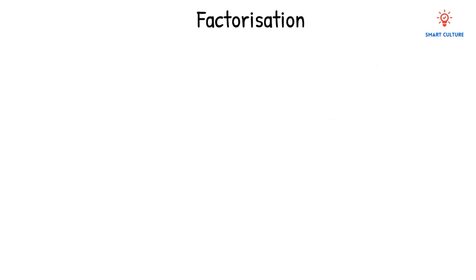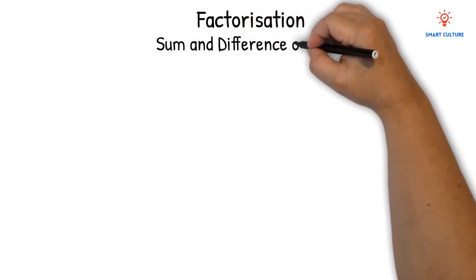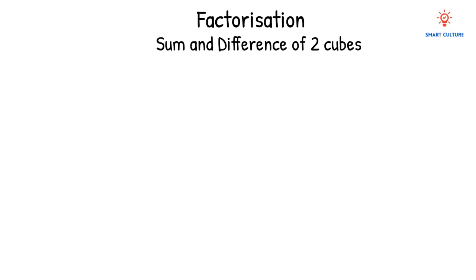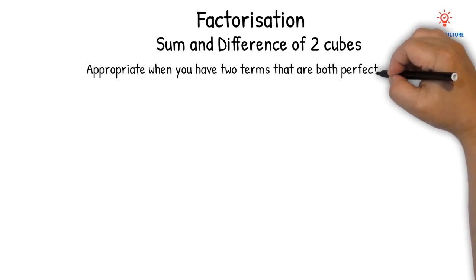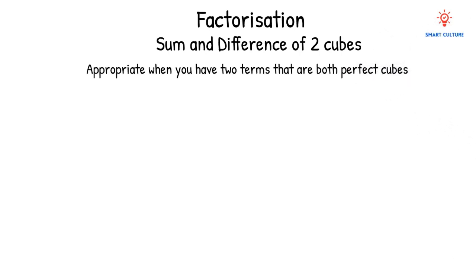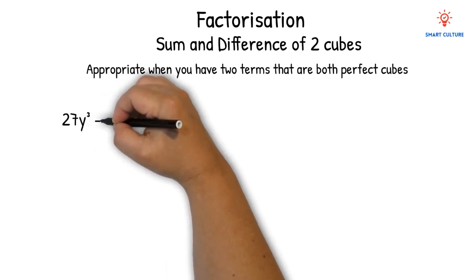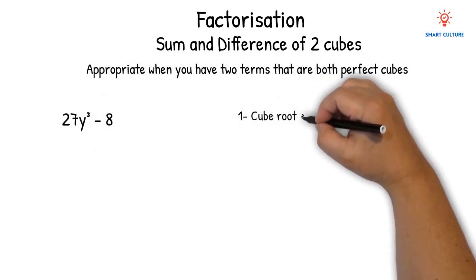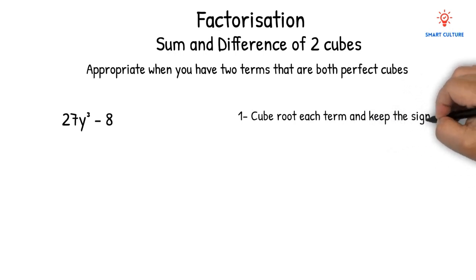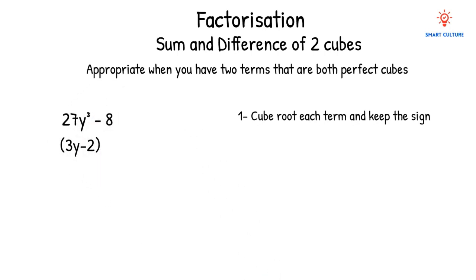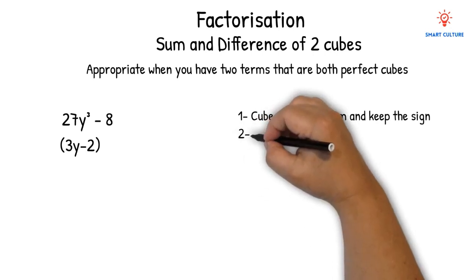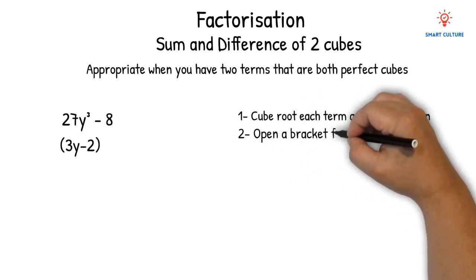Now let's take a look at the method of the sum and difference of two cubes. This is appropriate when you have two terms that are both perfect cubes, no matter if it has a plus or a minus in between the two terms. 27y cubed minus 8. Let's take a look at step 1. Step 1 would be to cube root each term and keep the sign the same. The cube root of 27y cubed is 3y, and the cube root of 8 is 2. There is a negative in between, so we write a negative again.